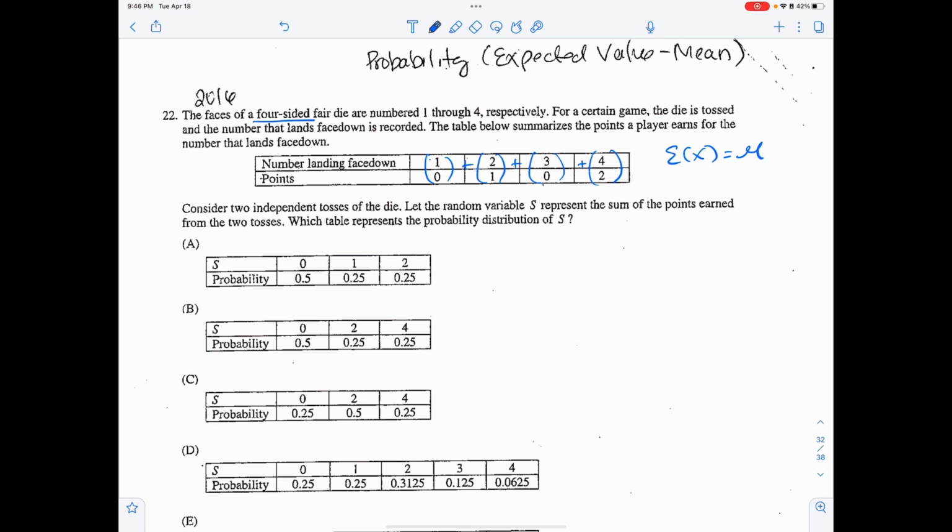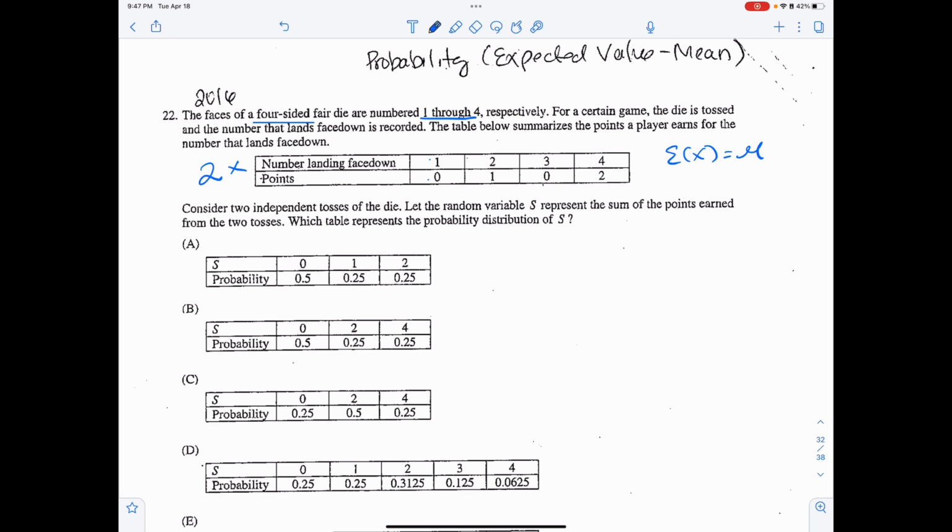The faces of a 4-sided fair die are numbered 1 through 4. For a certain game, the die is tossed and the number that lands face down is recorded. The table below summarizes the points earned. If they roll a 1, they get no points. They roll a 2, they get 1 point. Roll a 3, no points. And roll a 4, they get 2 points. Consider 2 independent tosses, so they're doing this 2 times. Let the random variable S represent the sum of the points earned from the 2 tosses. What's the probability distribution of S?